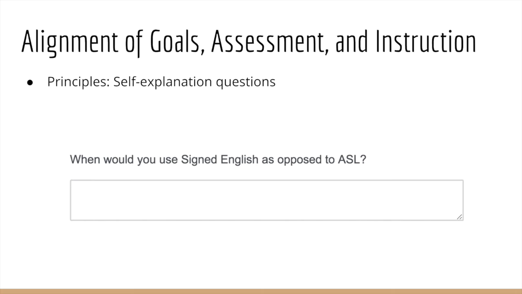To assess principles such as using ASL over signed English, we had self-explanation questions for students to engage in generative processing. We made sure to include these formative assessments in our instruction and to give feedback for any of the learners' answers.